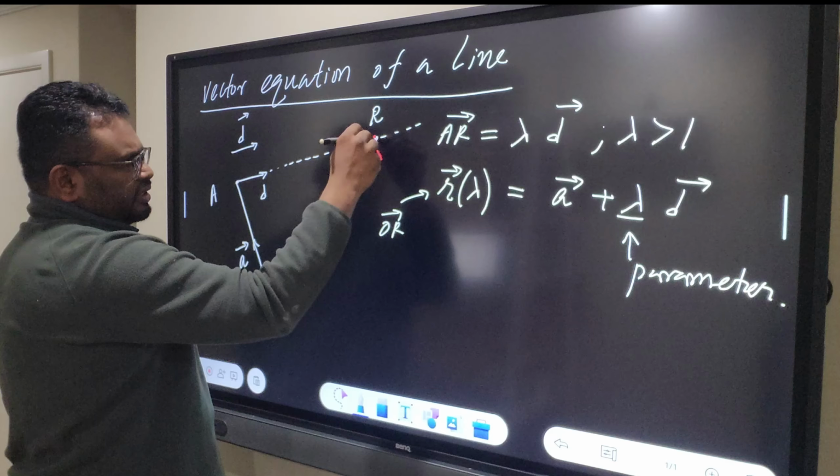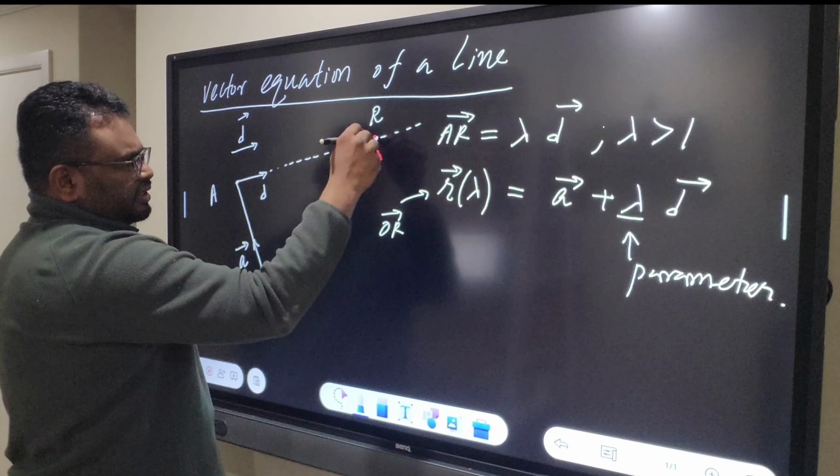Now from this point to the line, I'm going to have another vector. Suppose this point is R in general, so this is the R vector. Now this AR vector we can write as lambda times D vector, where in this case lambda is greater than 1.